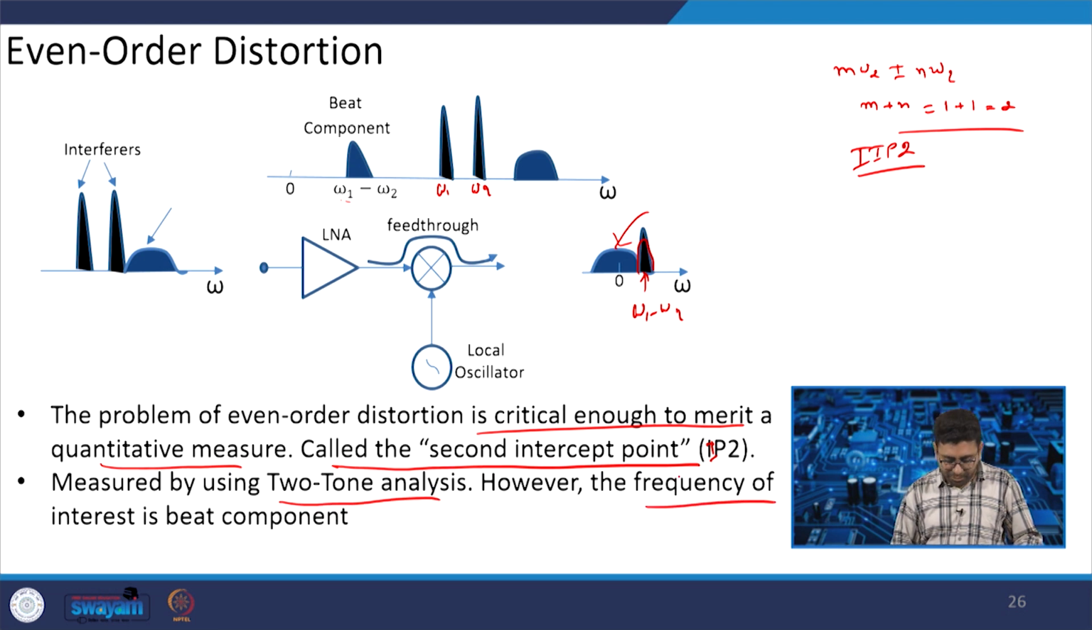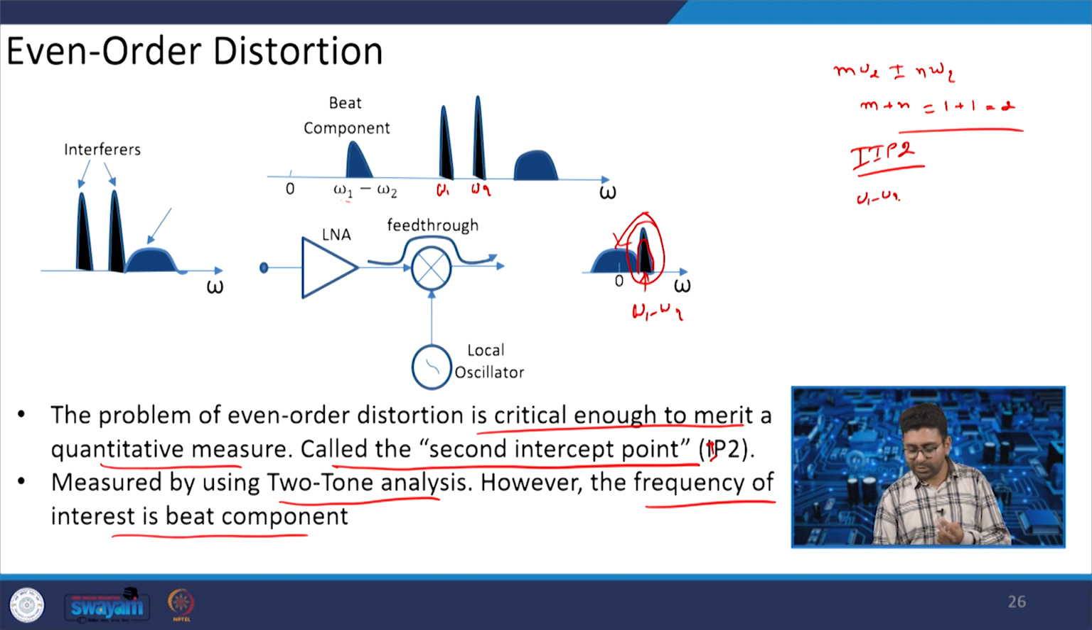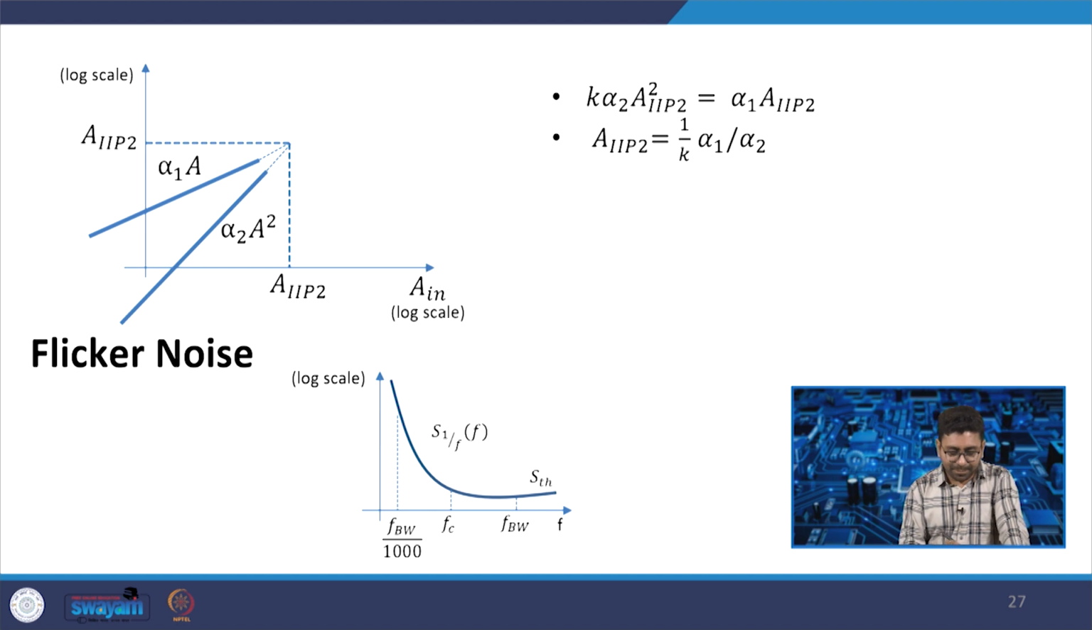However, the frequency of interest is a beat component. So, we should apply two tones which will make a beat frequency omega 1 minus omega 2 near the desired band. So, you can plot the second order non-linearity. If there is a signal which is first order, this is alpha 1 A, and then this is second order. The only difference is that the slope of this is 2 times the slope of this. So, this is a single slope and this is a 2 times slope.